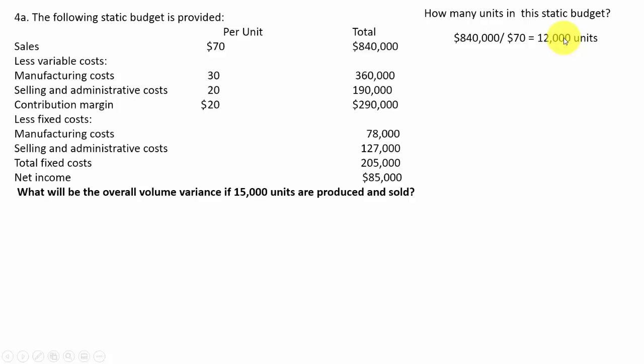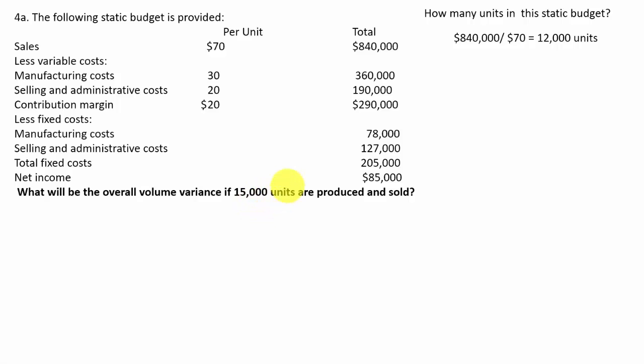Now we know what the overall volume variance is if 15,000 units are actually made compared to the 12,000 units in this static budget. So what does it mean when we say overall volume variance? Well, it means currently we're making a net income of $85,000. What will be our net income if we make 15,000 units? That will be the overall volume variance.